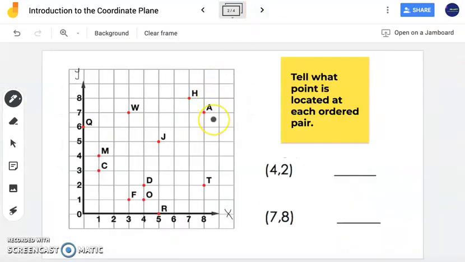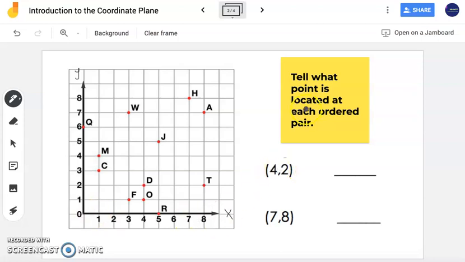Here we have a coordinate plane with just quadrant 1. Notice all my values along my x-axis and my y-axis are positives. We have my origin right here, which is 0, 0. On this coordinate plane, there are lots of points that we are going to work with today. These points are on my coordinate plane, and they are all represented with a capital letter.